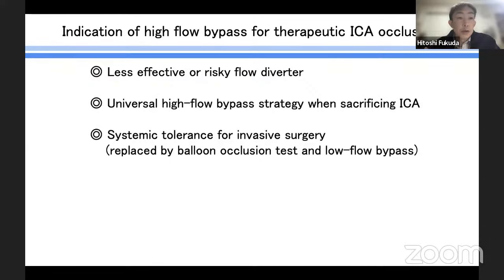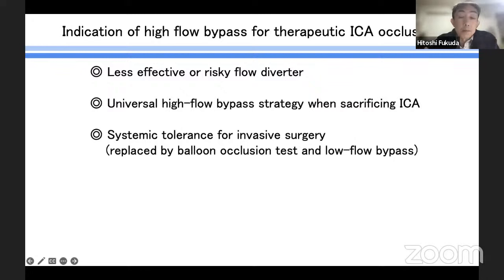I'm going to start with indication of high flow bypass for therapeutic ICA occlusion. First of all, we always consider the flow diverter as a first choice for intractable ICA lesion. However, if it is less effective or risky, we choose therapeutic ICA occlusion. And when sacrificing ICA, we take the universal high flow bypass. So we always think about using the high flow bypass.